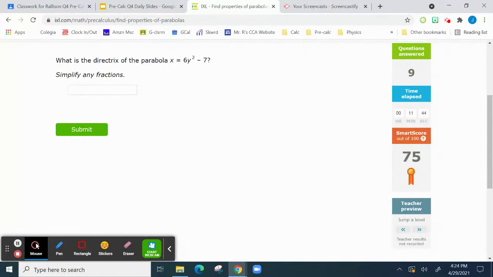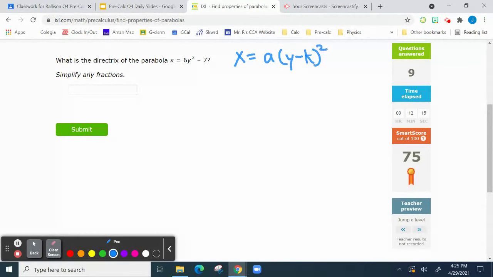The directrix. Okay. Now we're on to something, right? The directrix is going to be a line. Remember that. The focus is a point, the vertex is a point, the directrix is a line. Now, of course, they had to give us an x equals y parabola again. So I'm going to start out by writing x equals a(y minus k) squared plus h, right?